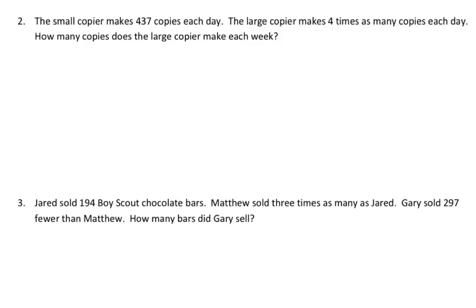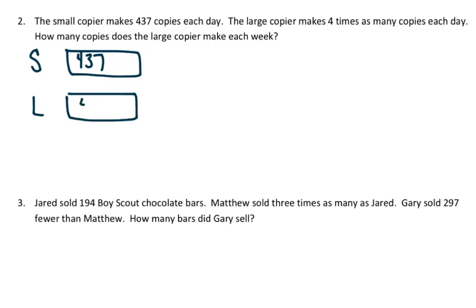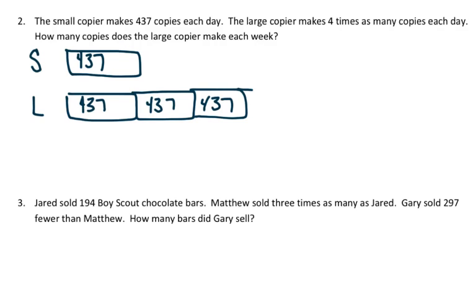So we're comparing the small copier and the large copier. So we're going to do a tape diagram, and it's going to be a comparison. So let's just do S for the small copier, and this is 437. And the large copier makes 4 times as many copies. So it would be 437, 437, 437, and the last one is 437.